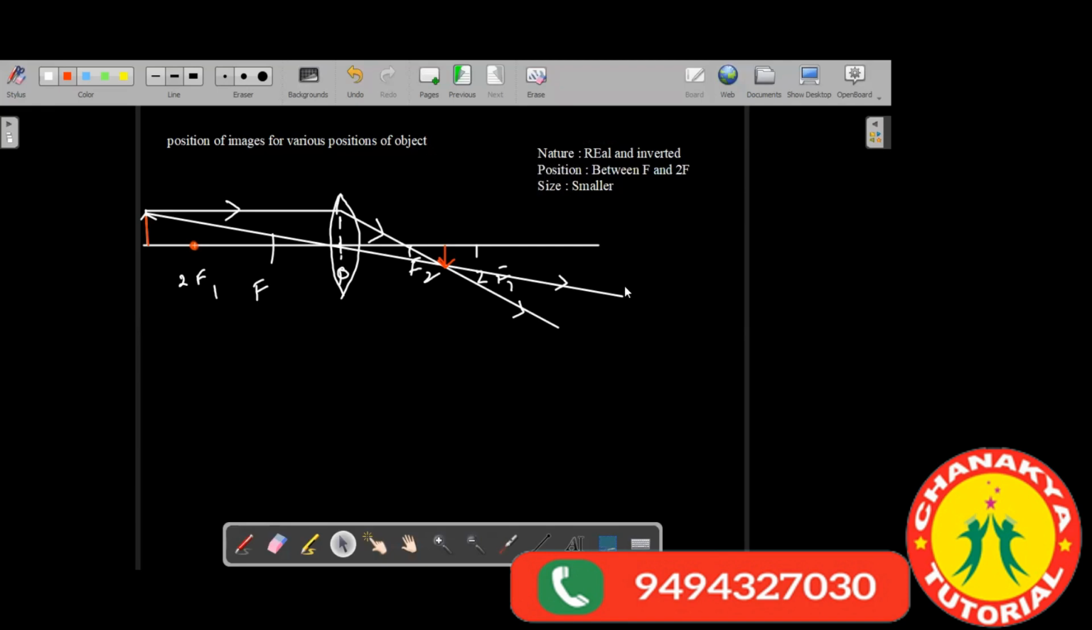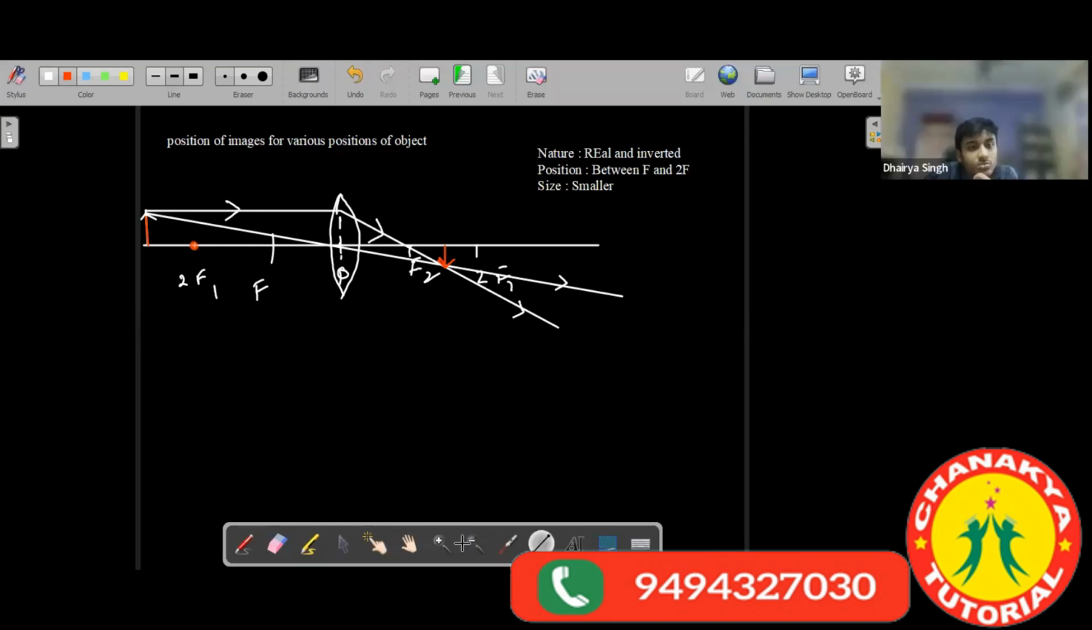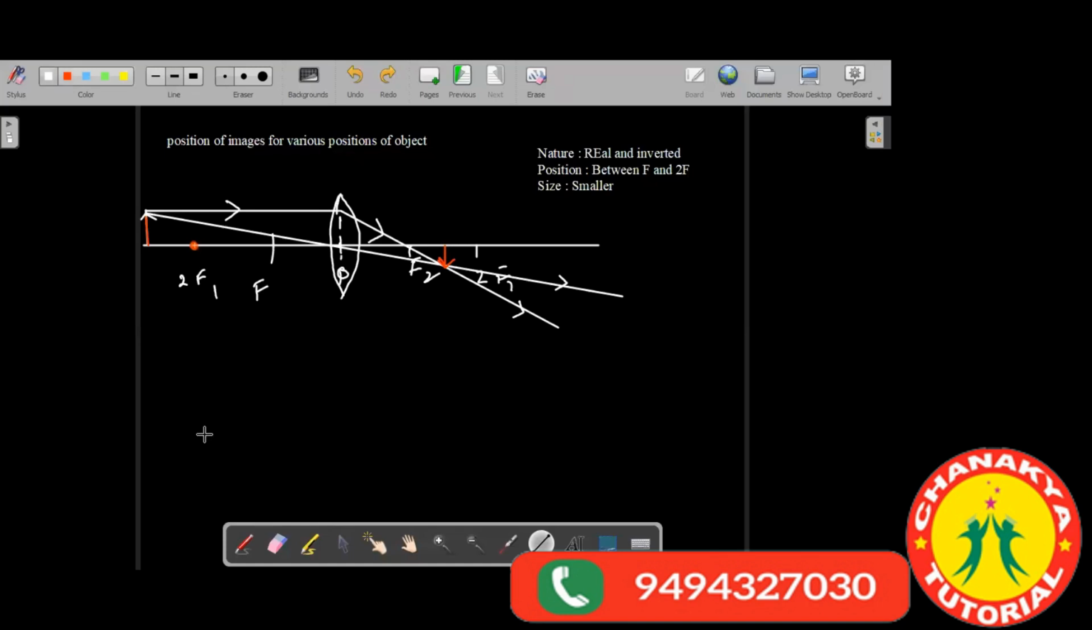No one? Okay. Now, can you draw the ray diagram by keeping the object at 2F? So I'm also drawing here, and I want you all to draw the ray diagram for the object kept at 2F. Dharya, are you drawing the diagram? No, sir. I'll draw it once you are done with the whole thing. Okay. So the same rules, you have to do the same rules.